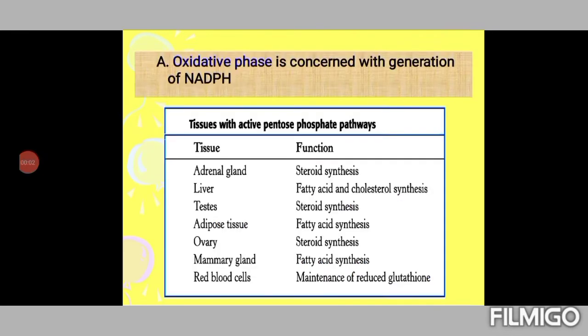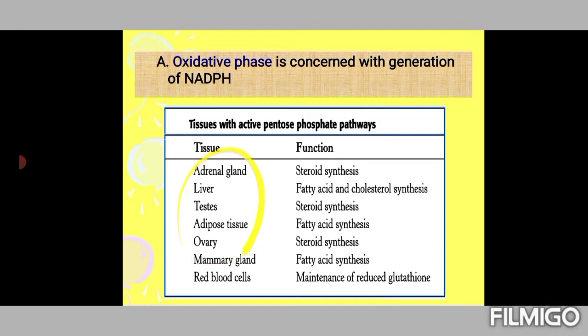Now the first part, the oxidative phase. This is concerned with production of NADPH, the reducing potential. Now, NADPH is involved in reductive biosynthesis of cholesterol, fatty acid, and all the molecules which are derived from cholesterol and fatty acid also, like steroid or let us say phospholipid or triglyceride. All these molecules depend on NADPH for their production. NADPH is used up during cholesterol biosynthesis and fatty acid biosynthesis.